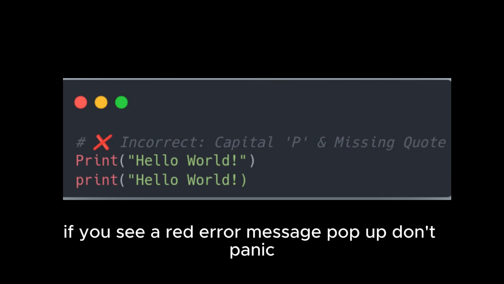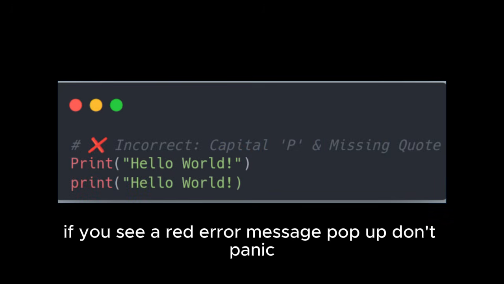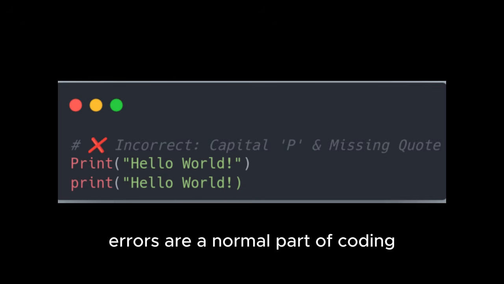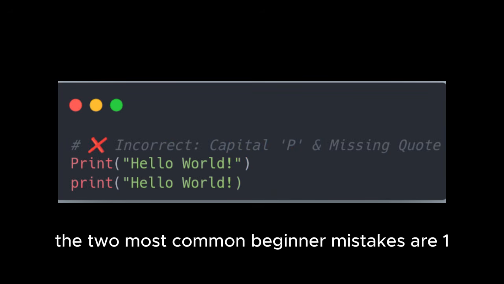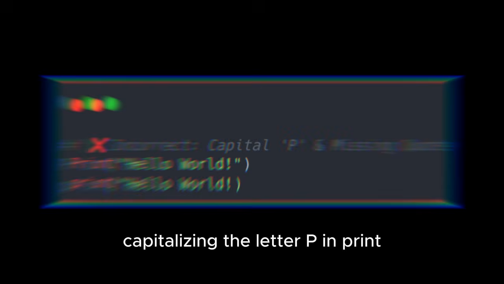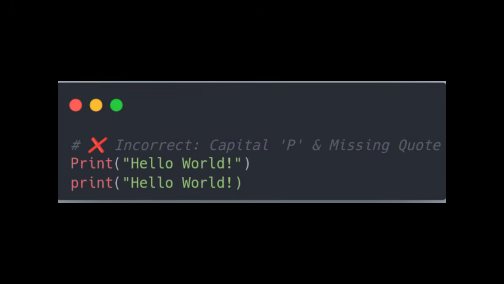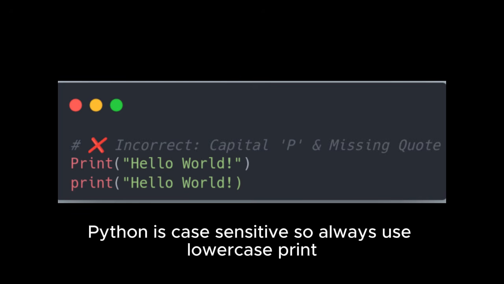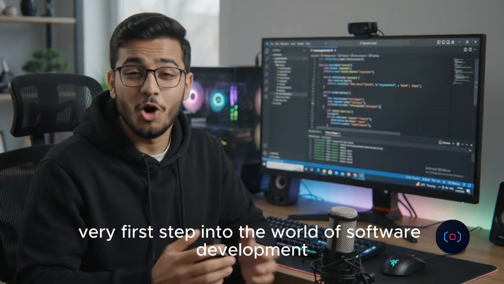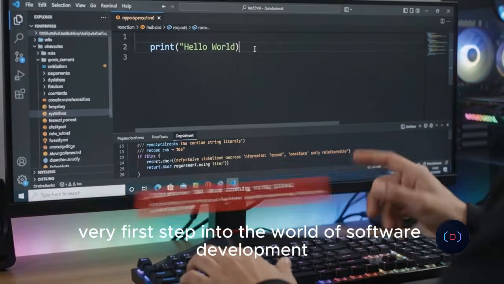If you see a red error message pop up, don't panic. Errors are a normal part of coding. The two most common beginner mistakes are: 1. Forgetting to close the quotation marks at the end of your text. 2. Capitalizing the letter P in print. Python is case sensitive, so always use lowercase print. You've officially taken your very first step into the world of software development.